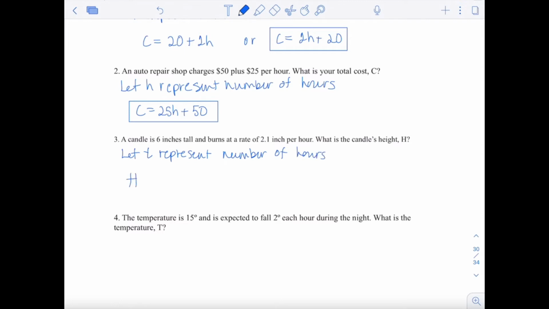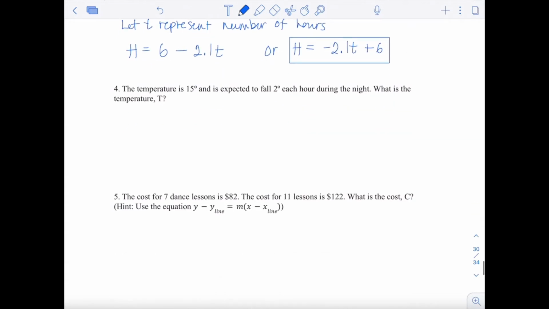Then the height is going to be 6 subtract 2.1t, or we can write it as negative 2.1t. So I can see it has a negative slope. It'll be sloping downwards.